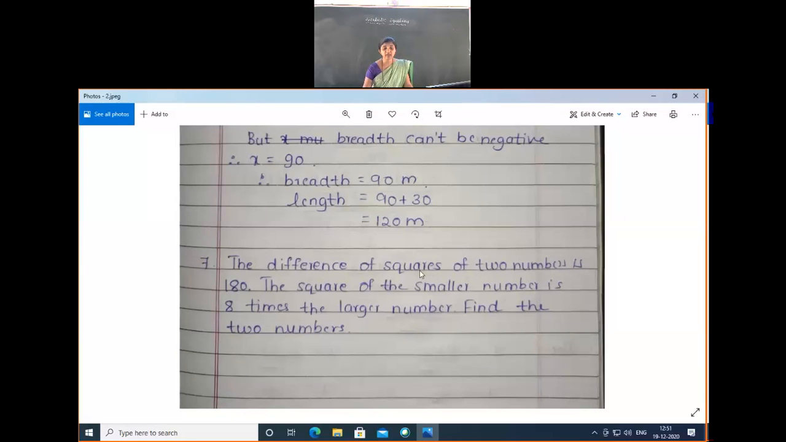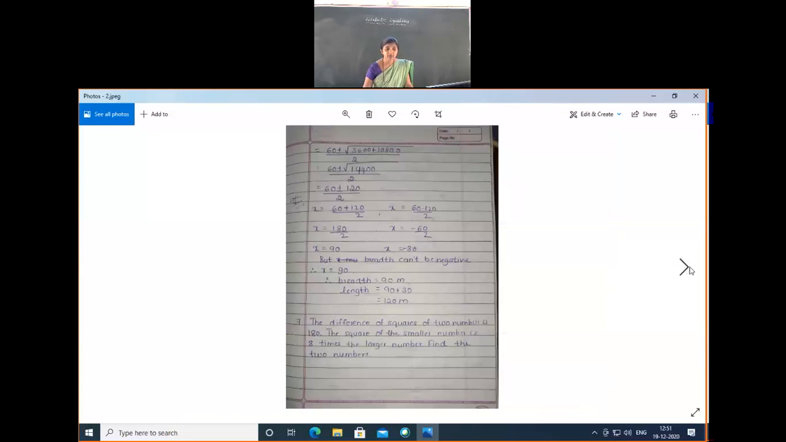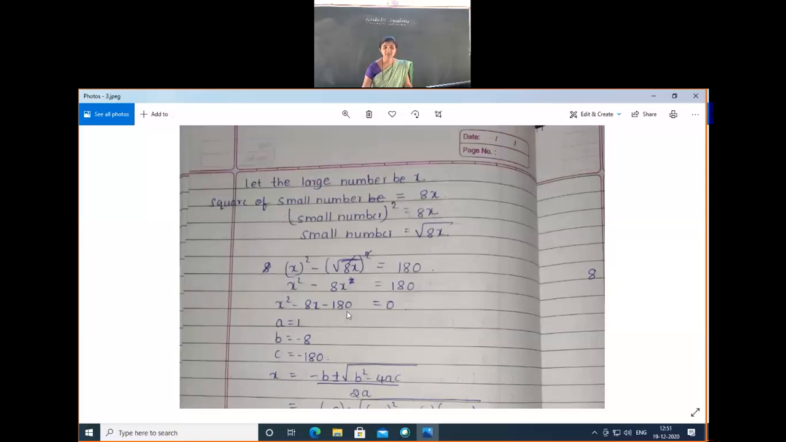So then which one we have to take as x here? Okay, so let the large number be x. We are taking the large number to be x. So then the square of the small number is equal to 8 times the large number. Once again I will repeat the question. Here we are considering the large number as x. Once again I'll see the textbook for this because here the question is not visible now. One second, let the large number be x.